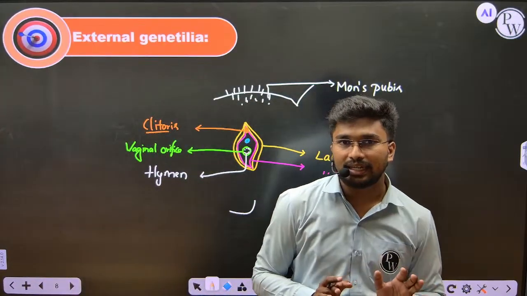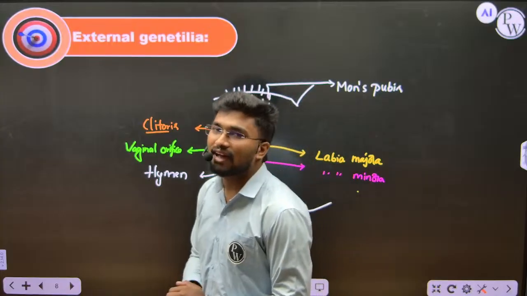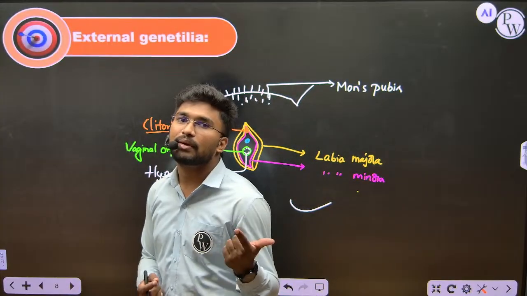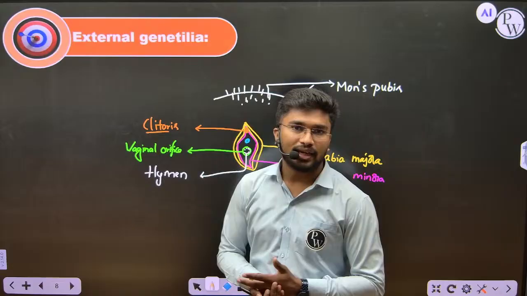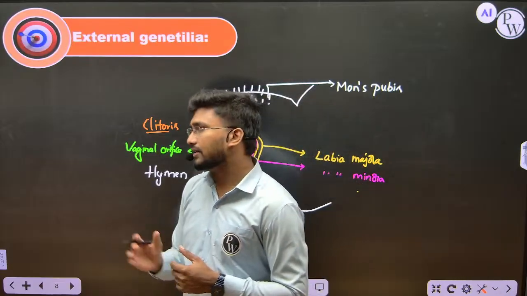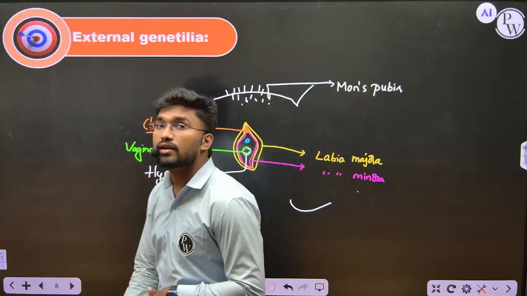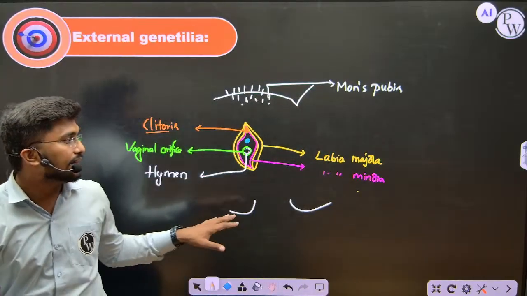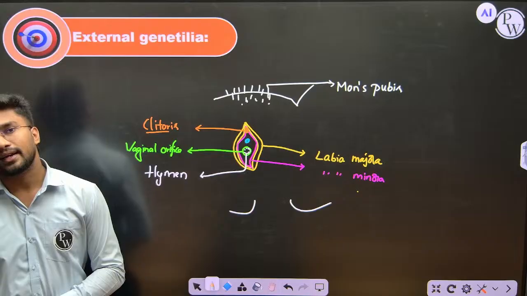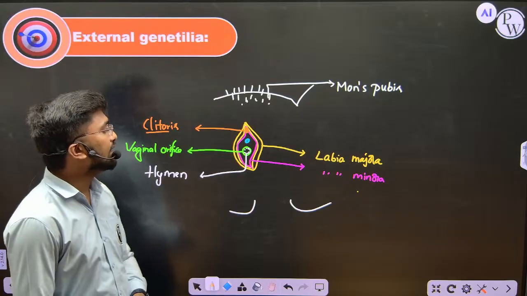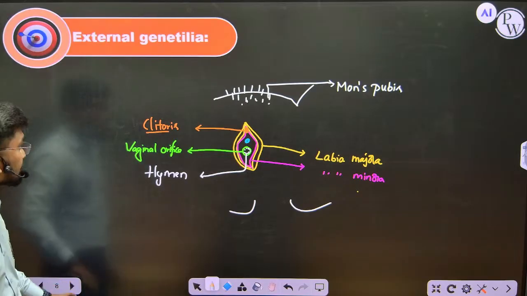As I said earlier, the external genitalia of the female has labia majora, labia minora, clitoris, the hymen layer, and this elevation of fatty tissue. It is called what? Mons pubis, in which pubic hair is present. So that is about the external genitalia of the female.